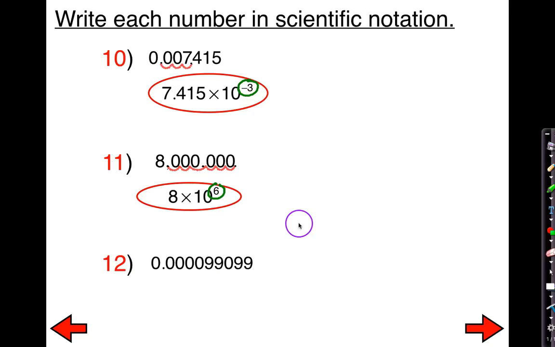Number 12 is going to be 0.99 times 10 to the negative 5th.